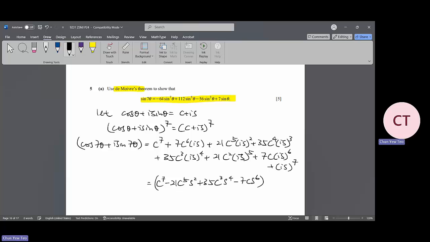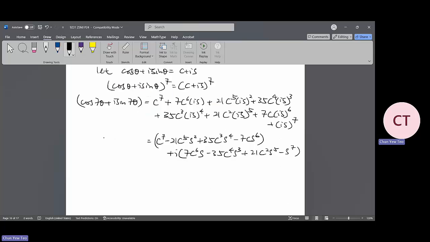This is the real part. Plus the imaginary part, it will be 7C power 6S minus the 35C power 4 S cube, then plus the 21C square S power 5, then minus the S to the power of 7. Okay, so by right, this is what we have.